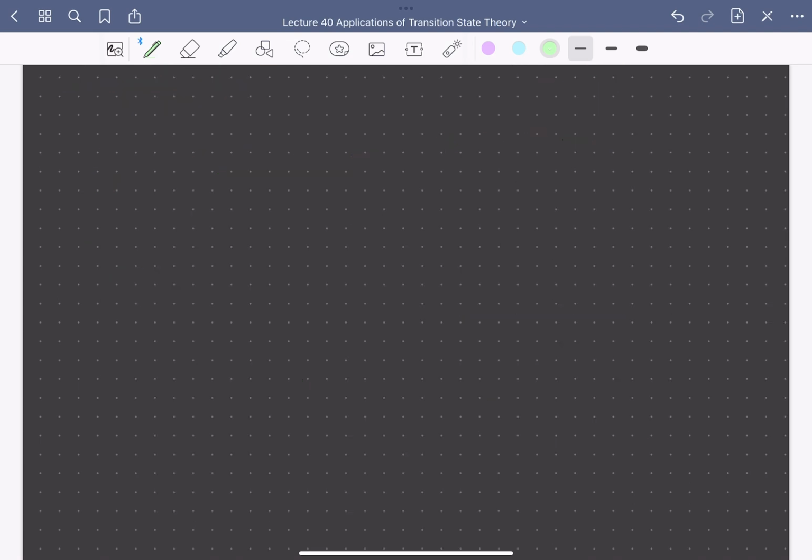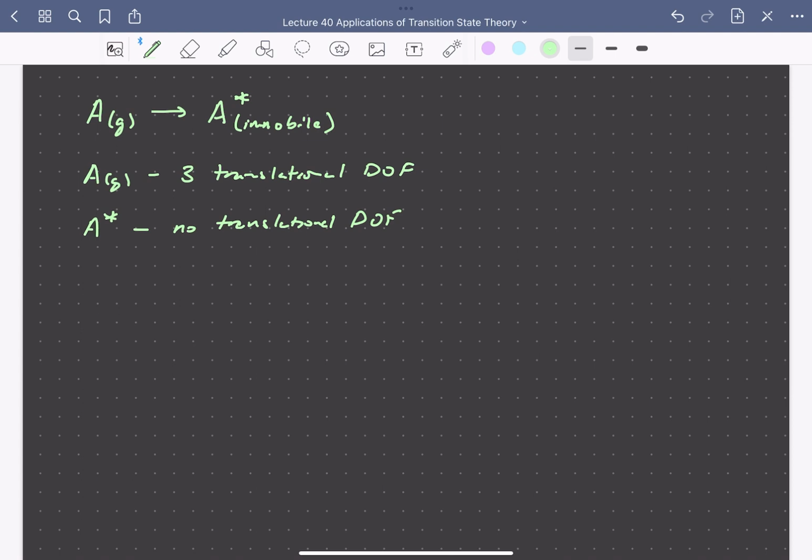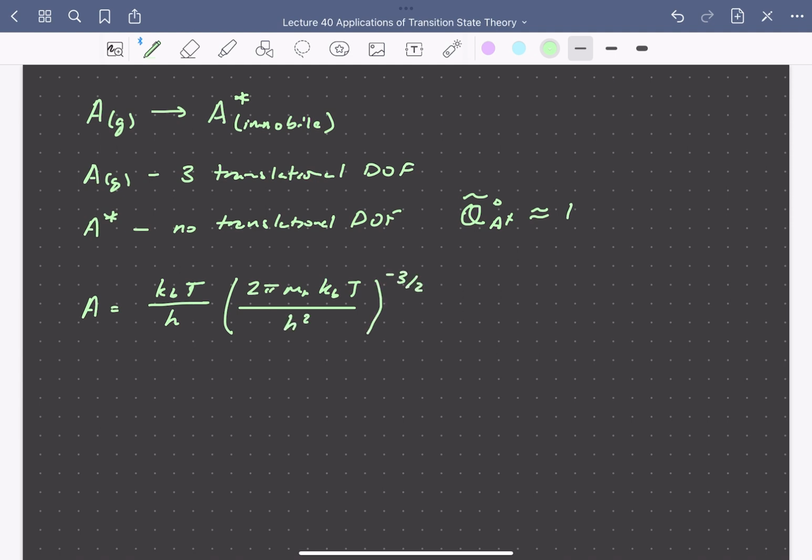So what if the adsorbed species is not mobile? Here again, nothing has changed for our reactant species. We have 3 translational degrees of freedom, but now we have no translational degrees of freedom for our transition state. Since the partition function for the transition state only had modes associated with translation available to it, the partition function here for the transition state is just going to be equal to 1. So we can write our pre-exponential factor for this case as kT over h times 2 pi times the mass of A times kBT over h squared, and this will all be raised to the minus 3/2 power.